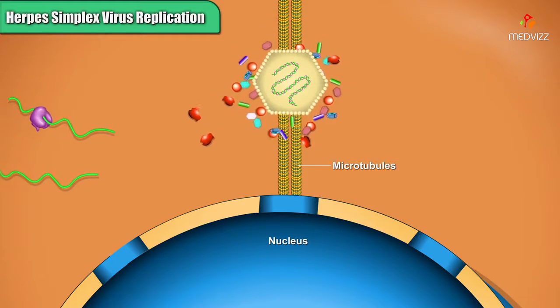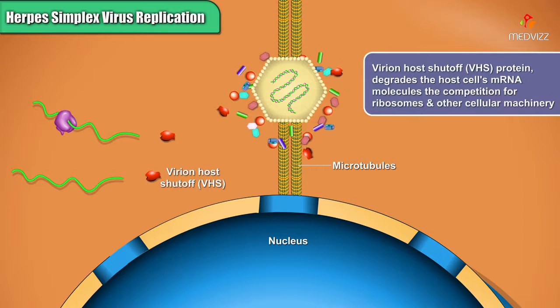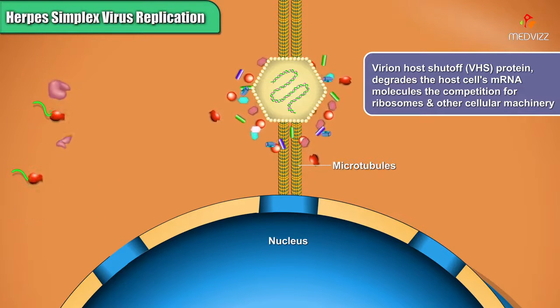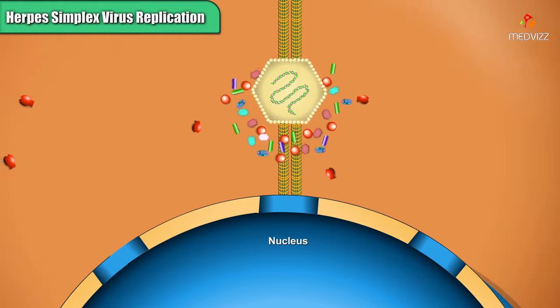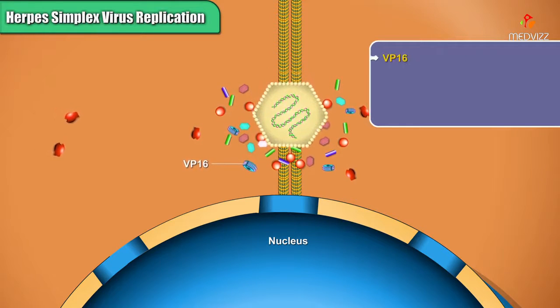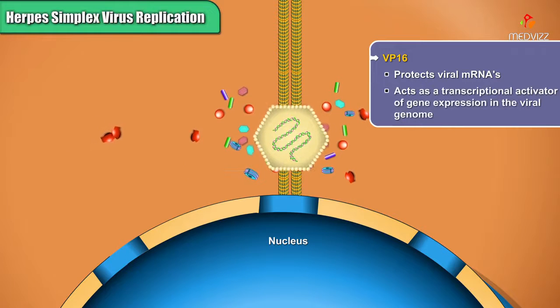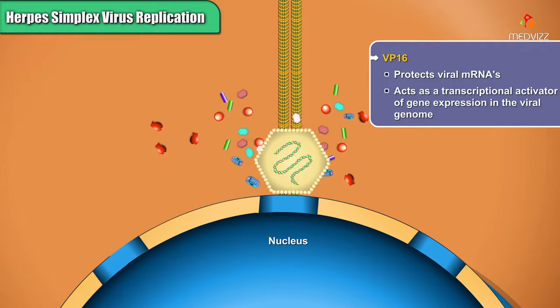At the same time, a protein from the tegument, called virion host shutoff or VHS protein, degrades the host cell's mRNA molecules and thereby eliminates the competition for ribosomes and other cellular machinery. Another tegument protein called VP16 ultimately protects viral mRNAs. It also acts as a transcriptional activator of gene expression in the viral genome.